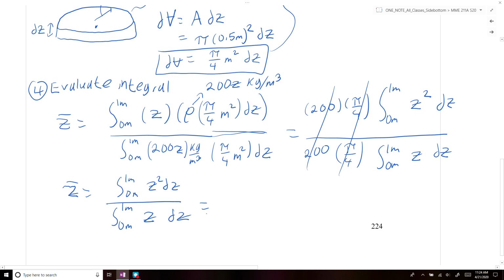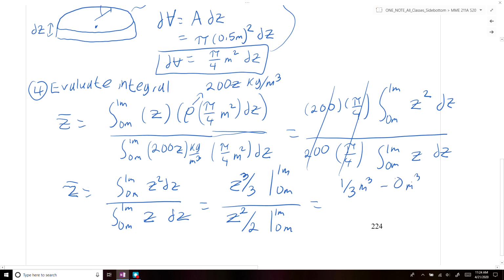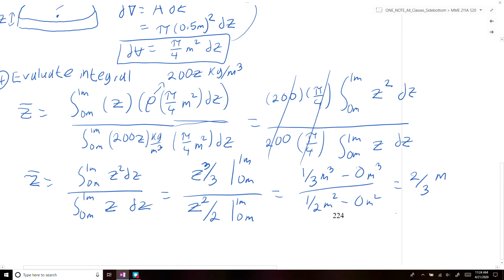So if we integrate those two, we end up with z cubed over 3 from 1 meter to 0 meters on the top, and on the denominator we'd be left with z squared over 2 from 1 meter to 0 meters. If we evaluate those two, we get 1/3 meters cubed minus 0 meters cubed over 1/2 meters squared minus 0 meters squared, or we end up with just 2/3 of a meter, or 0.667 meters.